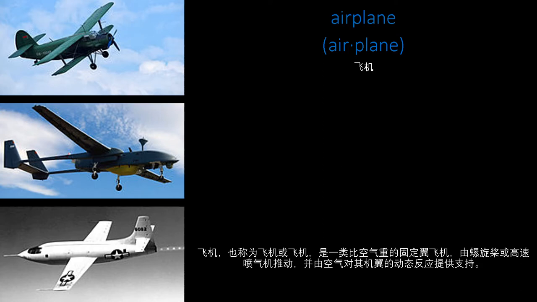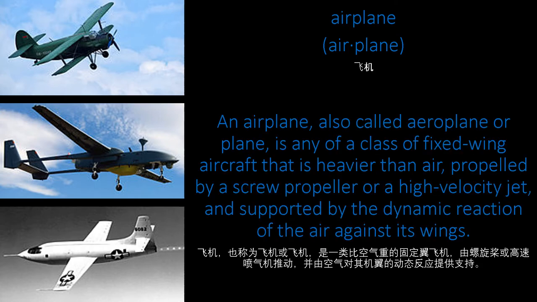Airplane. An airplane, also called aeroplane or plane, is any of a class of fixed-wing aircraft that is heavier than air, propelled by a screw propeller or a high-velocity jet, and supported by the dynamic reaction of the air against its wings.